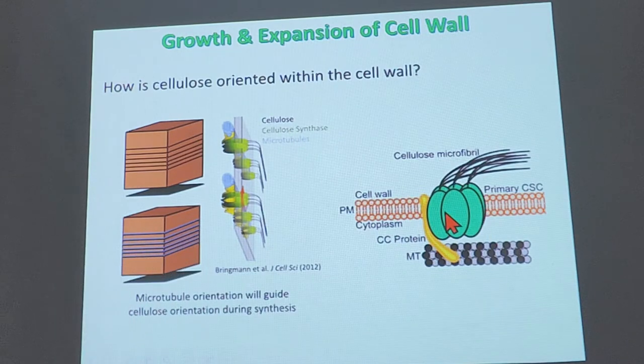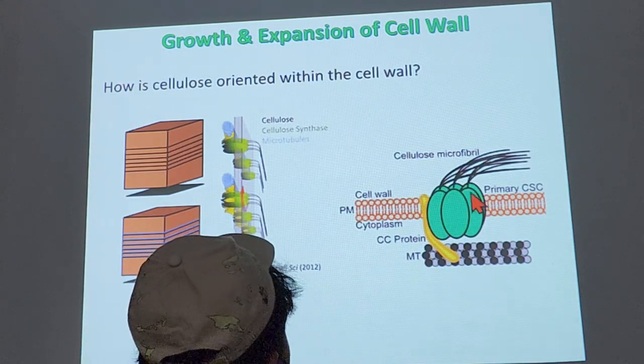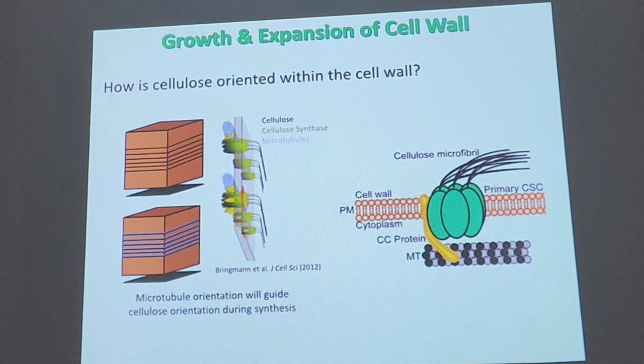Cellulose synthase will clamp to the microtubule. Remember, they are in different locations. The microtubule is inside your cell. Cellulose synthase is in between the plasma membrane and the outer side of it. So your microtubule is your rail track. Your cellulose synthase is your train. So as it moves across the track, it will churn out something.